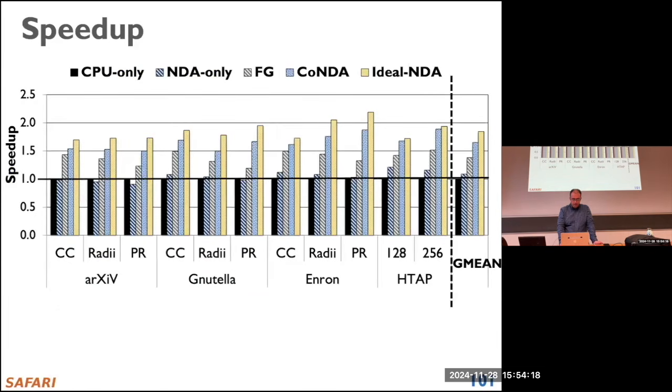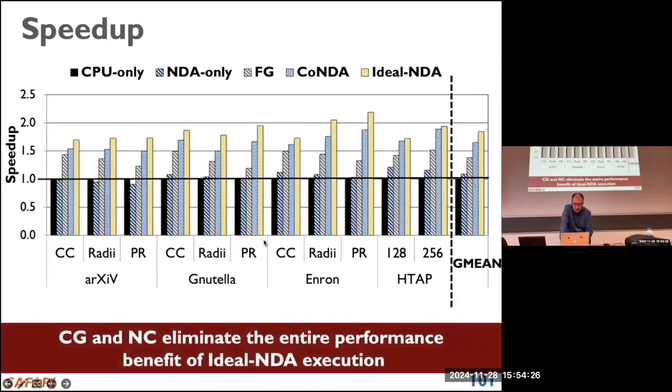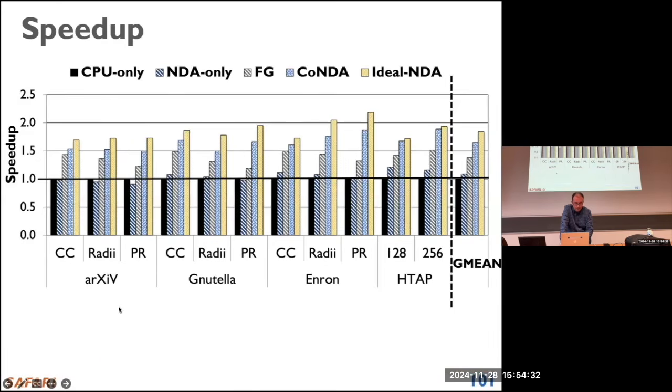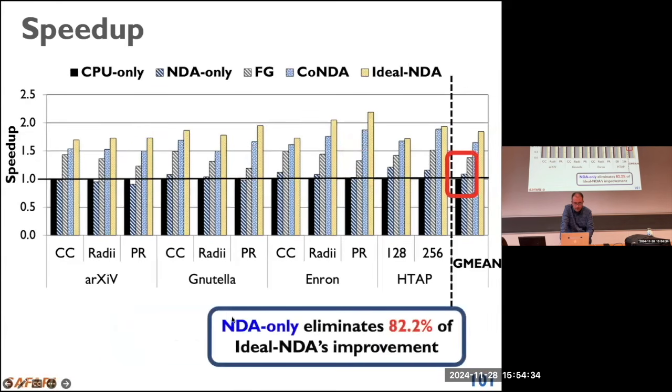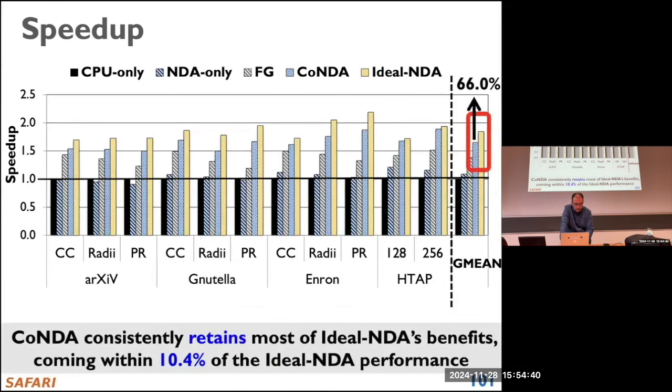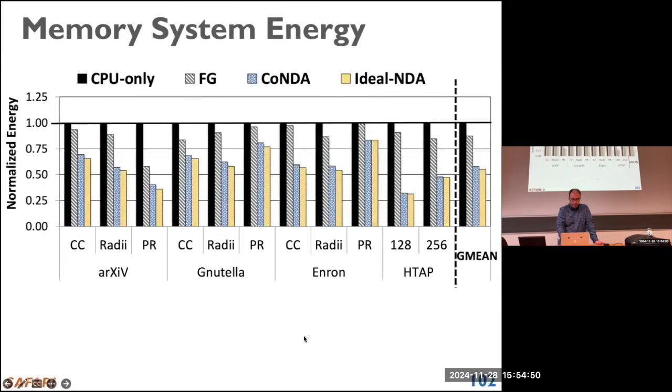Okay, and here are also some results. That's basically Conda. You can see that it bridges the gap nicely, and it reaches almost the performance of ideal NDA. Sorry, let me, yeah. Conda consistently retains most of the ideal NDA benefits, coming within 10% of the ideal NDA performance, which is good. And you can also see good results for energy consumption.